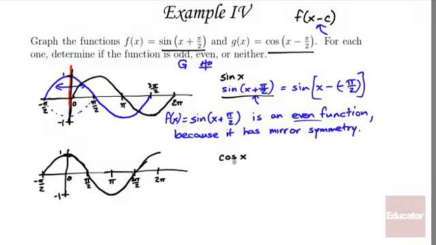I haven't tried to introduce the shift yet, but what we want to do is to graph cosine of x minus pi over 2. So that's like saying the c up here is pi over 2. That's going to shift the graph pi over 2 units to the right. Because it's minus pi over 2, it shifts it to the right. So we take this graph and we move it over to the right, pi over 2 units.